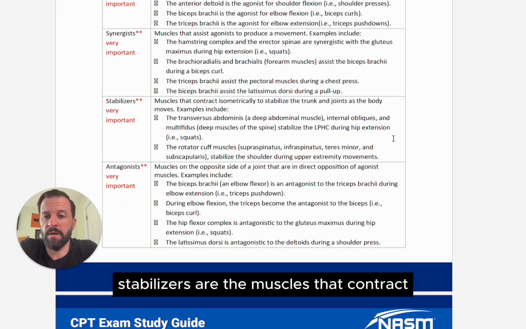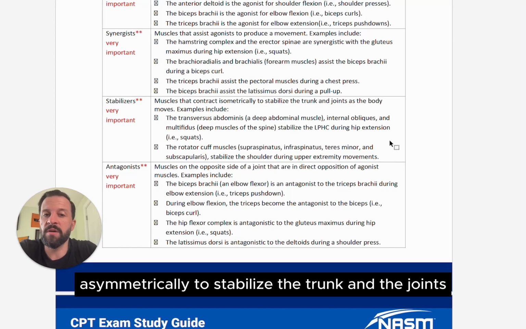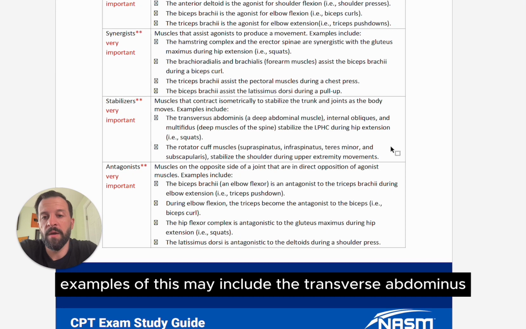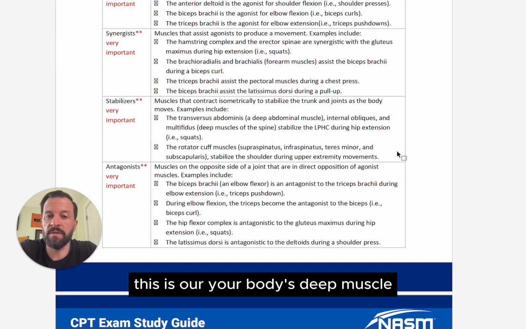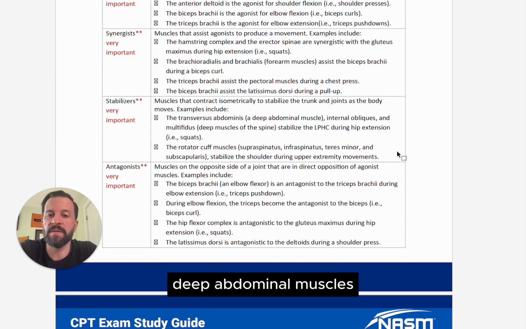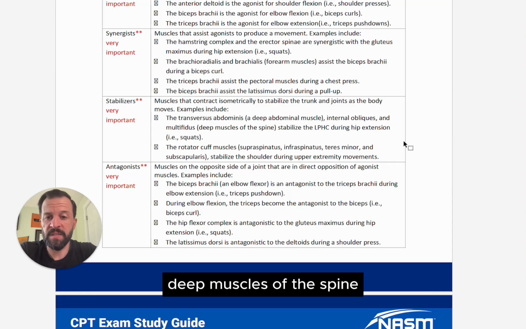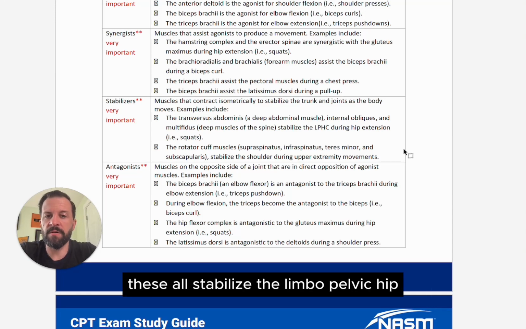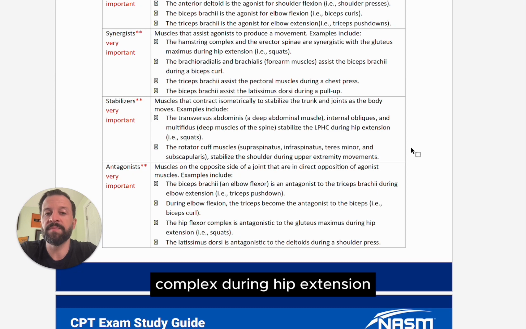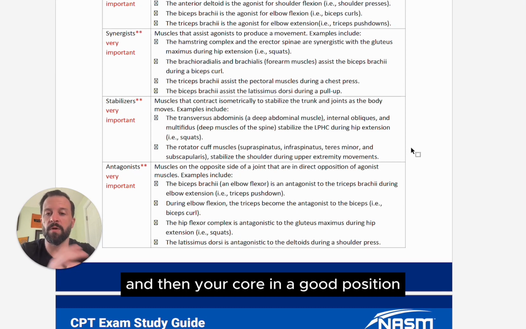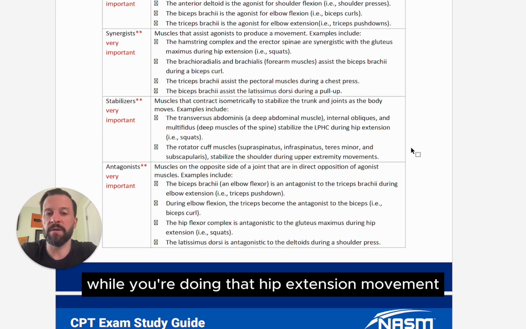Stabilizers are the muscles that contract isometrically to stabilize the trunk and the joints as the body moves. So examples of this may include the transverse abdominis. This is your body's deep abdominal muscle. It's kind of like your body's weight belt. The internal obliques and the multifidus, deep muscles of the spine. These all stabilize the lumbopelvic hip complex during hip extension. They help to keep your spine straight and your core in a good position while you're doing that hip extension movement.